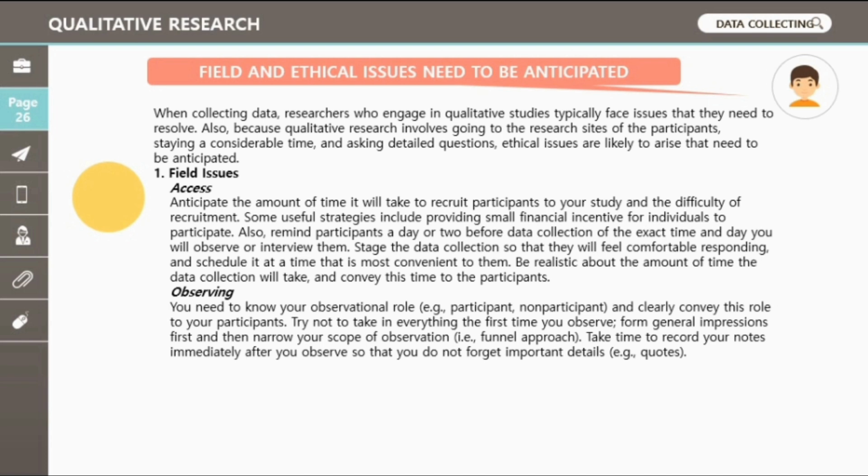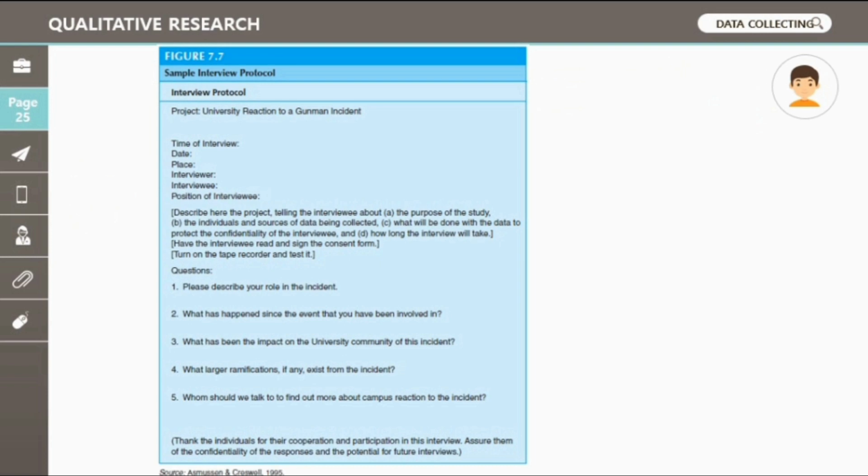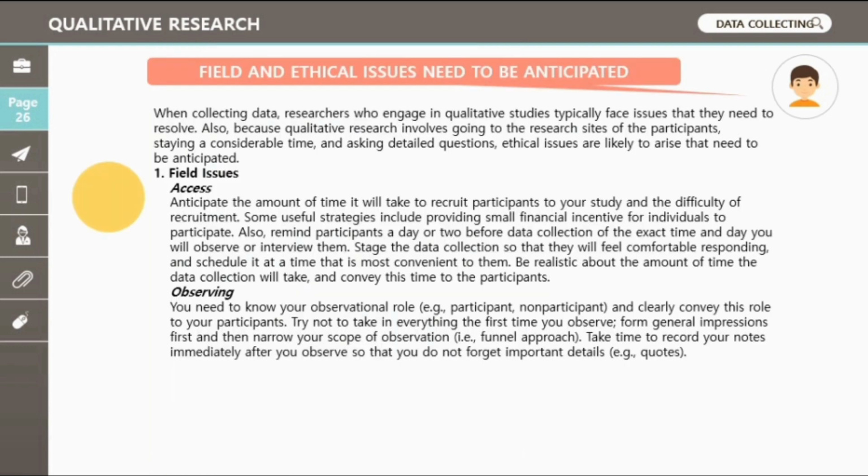For the next, observing, you need to know your observational role, participant, non-participant, and clearly convey this role to your participants. Try not to take in everything the first time you observe. Form general impression first and then narrow your scope of observation. Take time to record your notes immediately after you observe so that you do not forget important details.